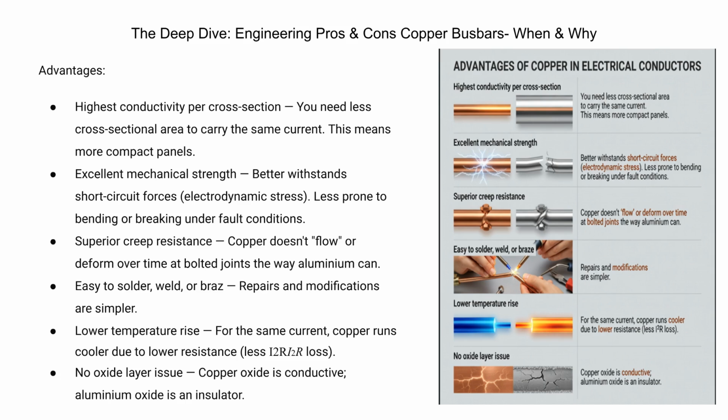Copper's advantages include the highest conductivity, allowing for compact panels. It also has excellent mechanical strength, superior creep resistance, and is easy to weld. A key benefit is that copper oxide is conductive, unlike aluminum oxide.